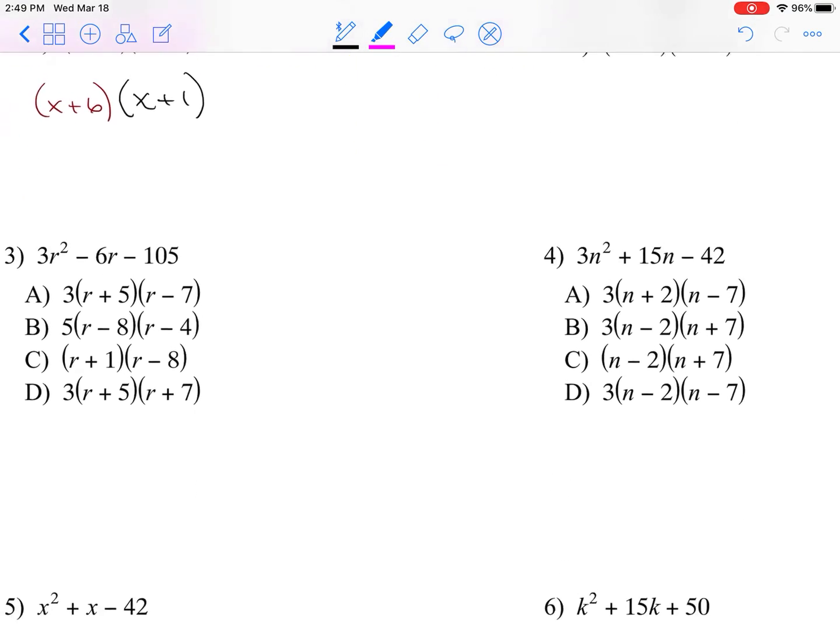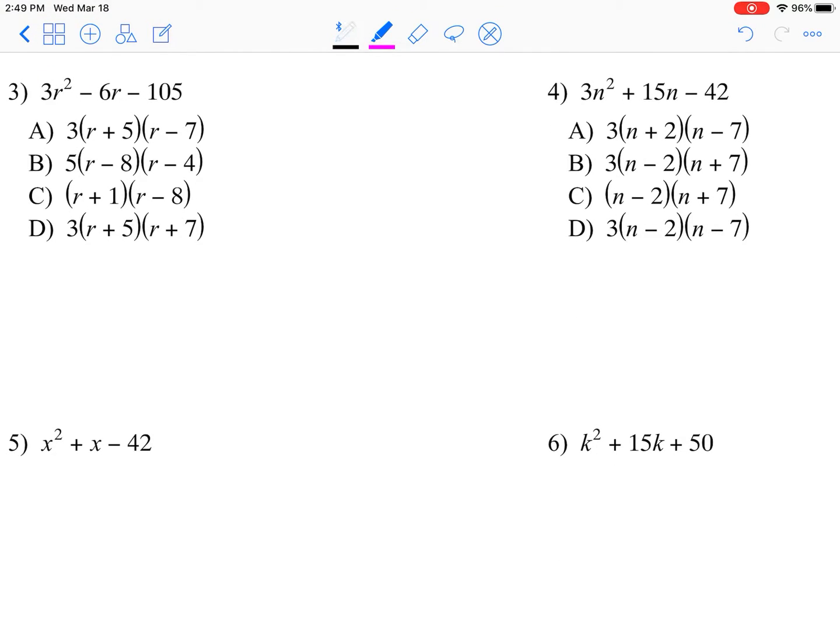All right, moving onward. Number 3 also is a trinomial, so we're going to factor it using our box. On the first problem, I neglected to remind you that if we have a common factor in our original 3 terms, in other words, our 3r squared, negative 6r, and negative 105, then we have to take that common factor out first.